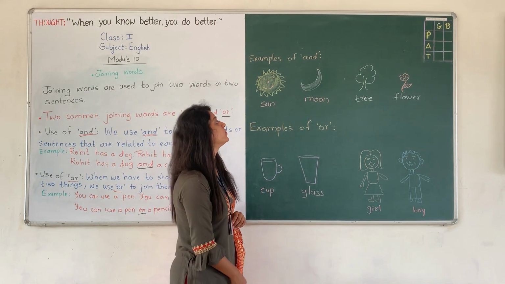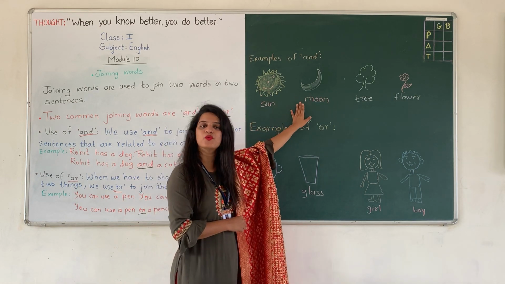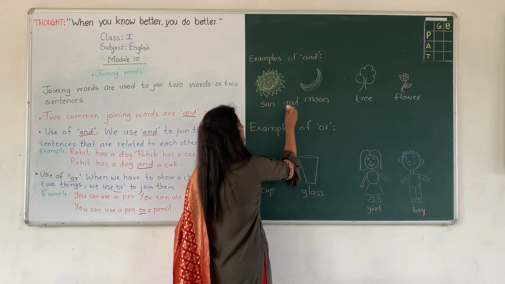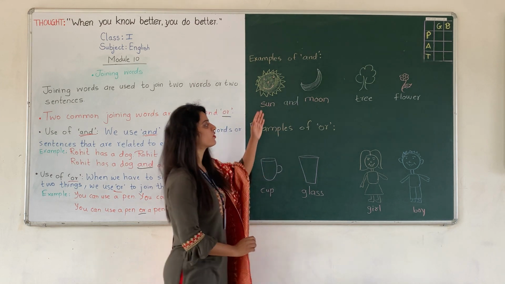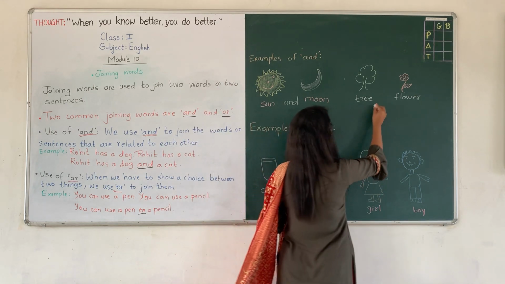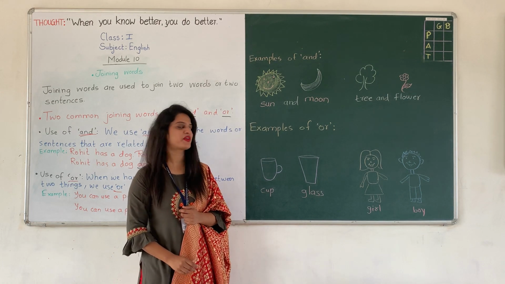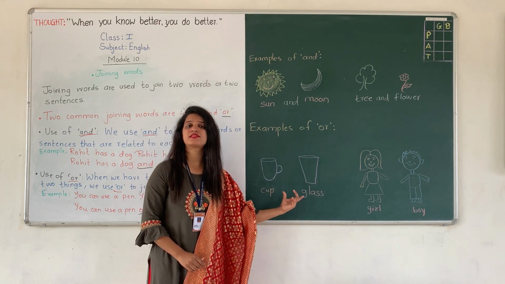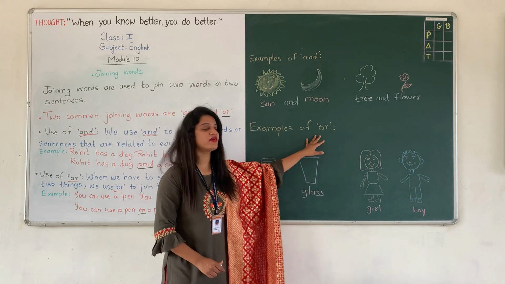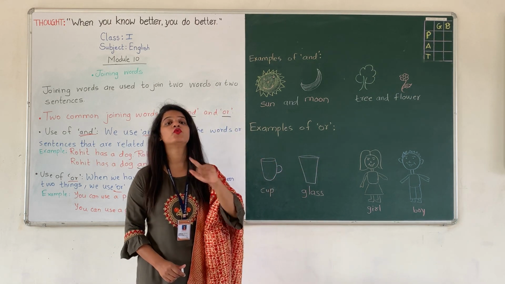Now you have to add a joining word. Now here is the sun, moon. So what we have to do? You just have to add sun and moon. I have drawn two pictures. So, sun and moon, tree and flower. Now, these things are related. Now, here in these pictures, you can make a choice. Why are we using or? Here you can tick mark the picture which you want.